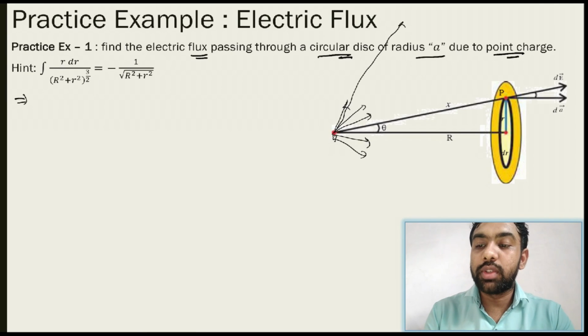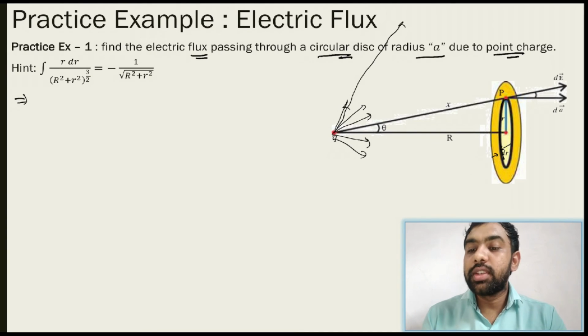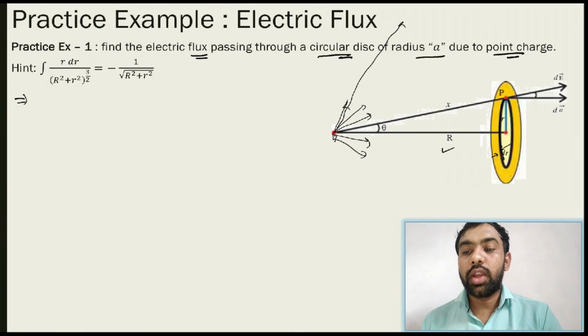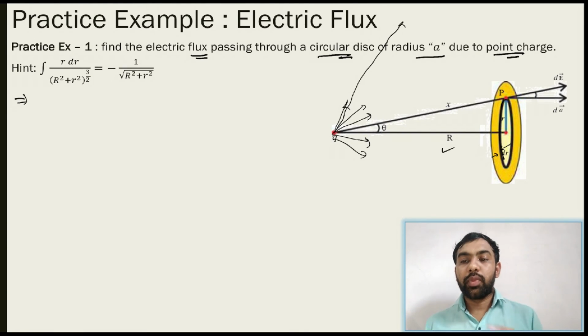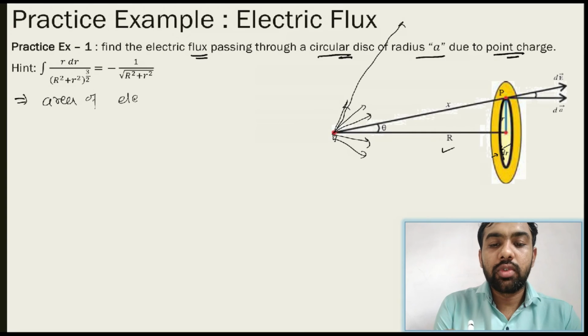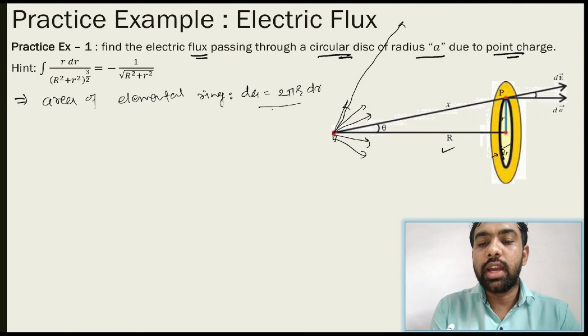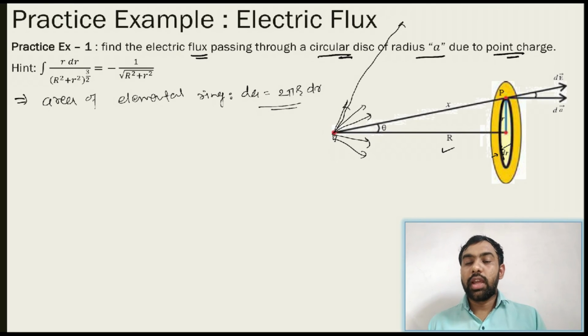So let's consider a small area of this disc, having thickness dr. Actually some of this data is already drawn here. This disc is placed at a distance r. Consider this one ring. In this disc you consider one ring having the small thickness dr and its radius r. So what is the area of this ring? Area of elemental ring dA is equal to 2 pi r dr. That's a very well known equation, area of a small ring. Okay, elemental area, so that's 2 pi r dr.